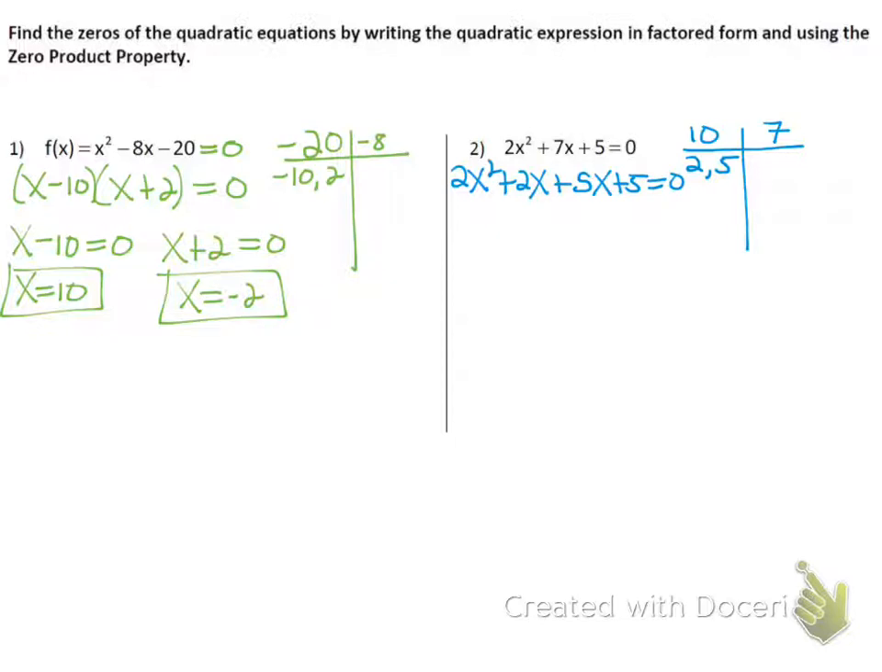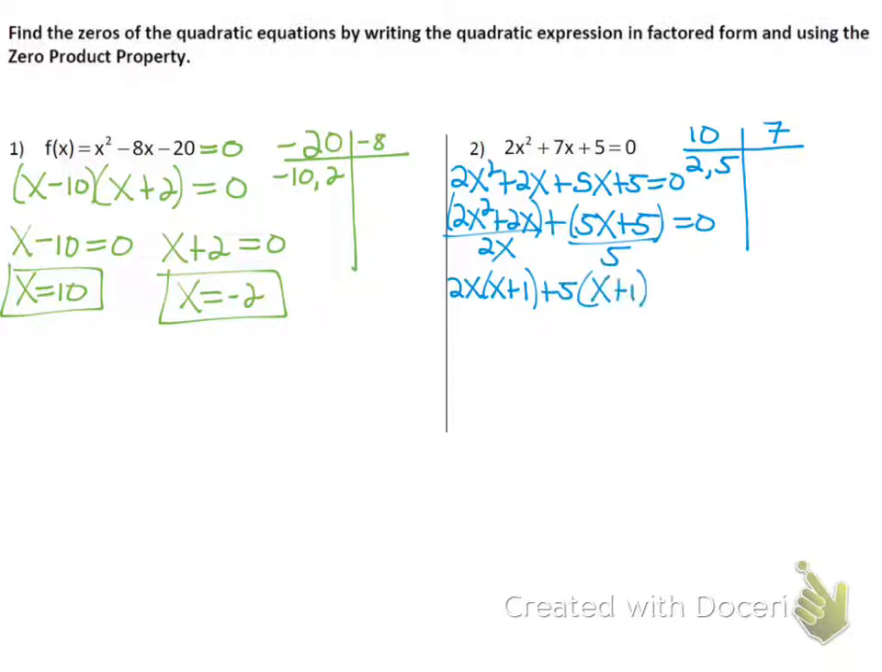So when I do that, I get 2x squared plus 2x plus 5x plus 5. Next, I need to group the first two terms and the second two terms together, making sure that there's a plus sign in the middle. Now I'm going to use the GCF method of factoring for each set of parentheses. The first GCF here is 2x, and when I divide out by 2x, I'm left with x plus 1. That second GCF is 5, and my leftovers are x plus 1.